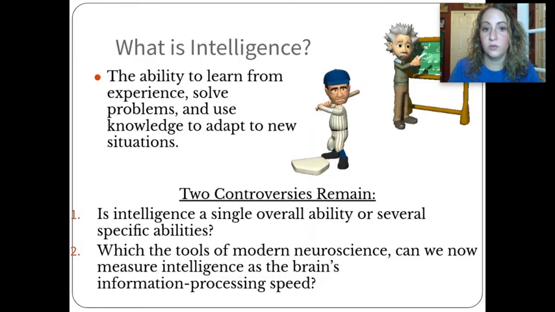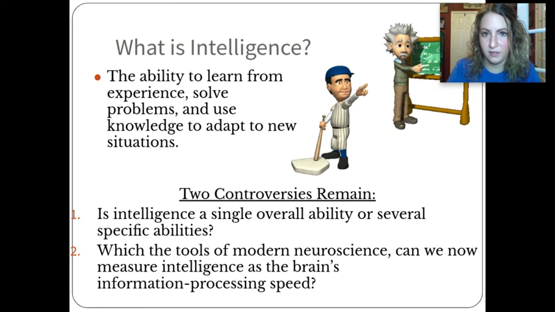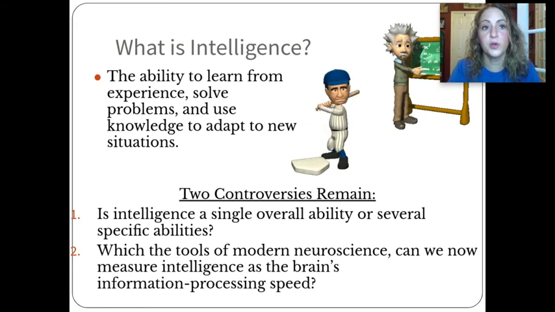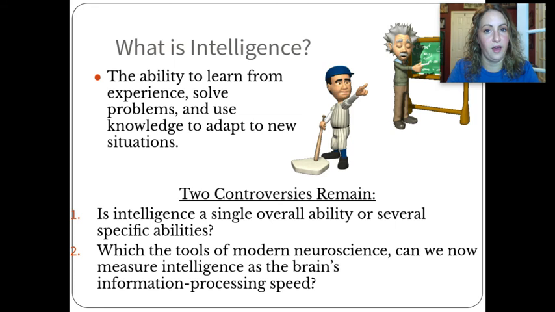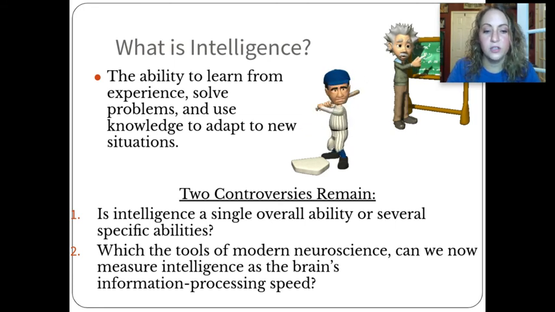The first one is: is intelligence one single thing, or is it lots of things? Is it like you have it or you don't, or can you be intelligent in some things and not in others? And the second: which tools of modern neuroscience can we use to measure intelligence? Is it processing speed? And how do we measure that?